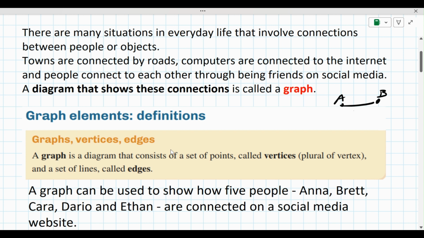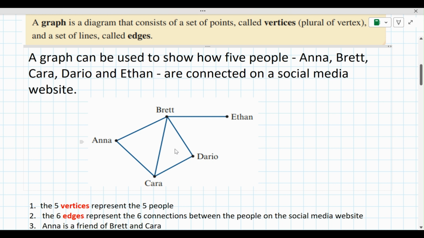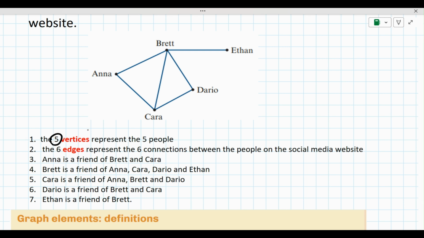Now the graph elements and definition. A graph is a diagram consisting of a set of points, called vertices, and lines, called edges. Here the graph shows five people, Anna, Brett, Kara, Daryl, and Ethan, connected on a social media website. Ethan connects to Brett, Anna connects to Kara and Brett, and Daryl connects to Kara and Brett. So we have five vertices for the five people, and six edges representing six connections between the people.